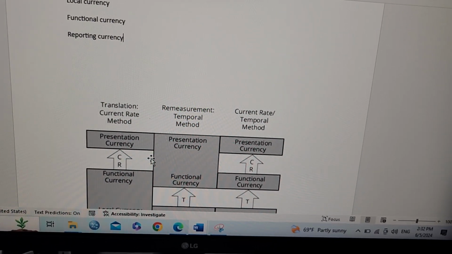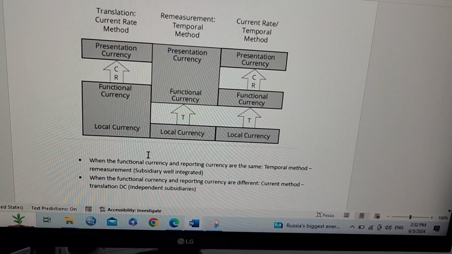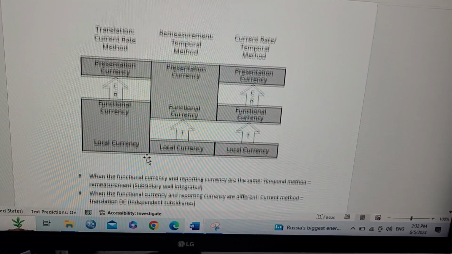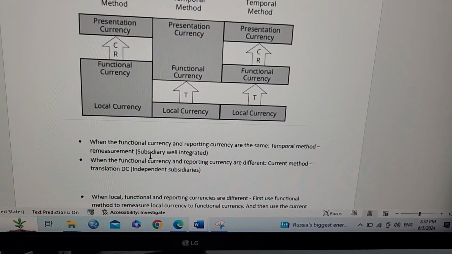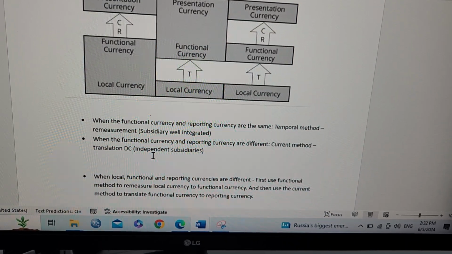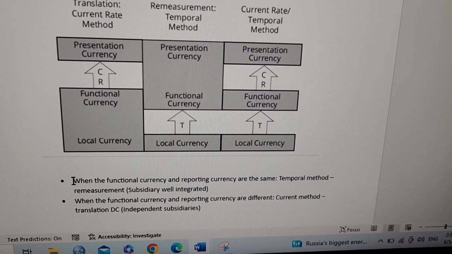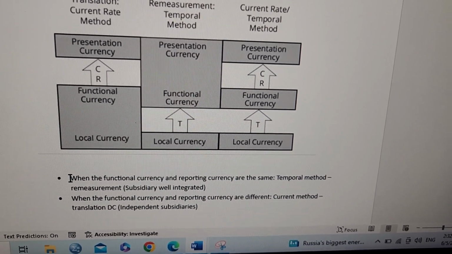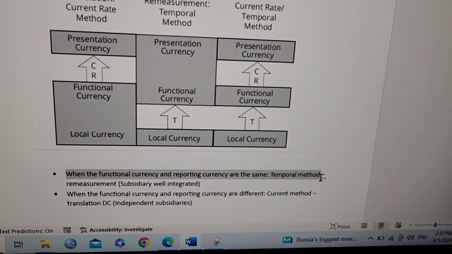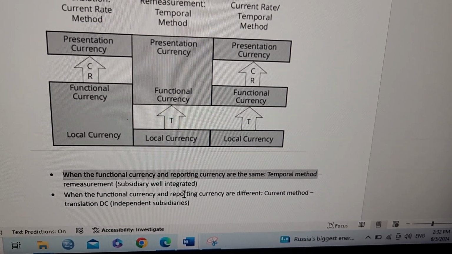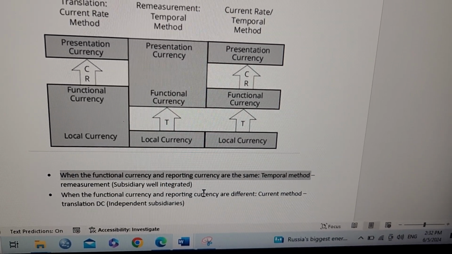All right. Now the main question: when exactly should we use the current method and when should we use the temporal method? This is a chart that could be useful to understand which method is to be used when, but first of all, I'll just tell you the basic logic. What you need to remember is that when the functional currency and the reporting currency are the same, we use the temporal method, okay? So same functional currency and reporting currency, temporal method.